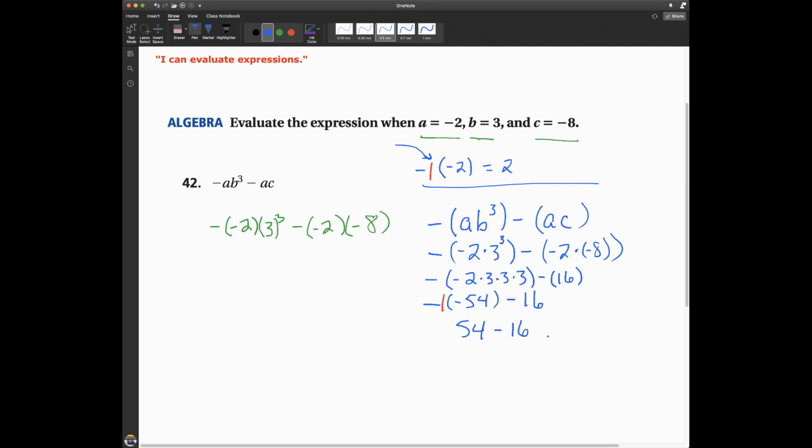And you can add the opposite, or you can jump on your calculators and do this one, and you end up with 38 as your answer.